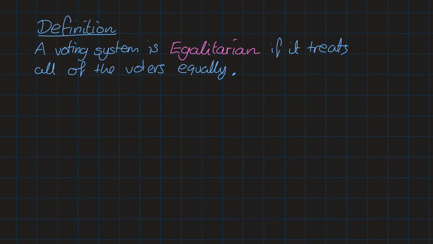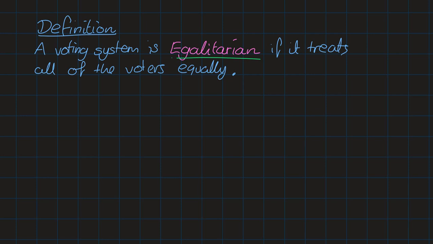So this is the first fairness principle I want to talk about. We say that a voting system is egalitarian if it treats all of the voters equally. Okay? A voting system is egalitarian if it treats all of the voters equally. This seems like a perfectly natural thing to ask for in an election, right? Like, you want all the voters, their votes, to be counted equally. So that's what it means to be egalitarian.